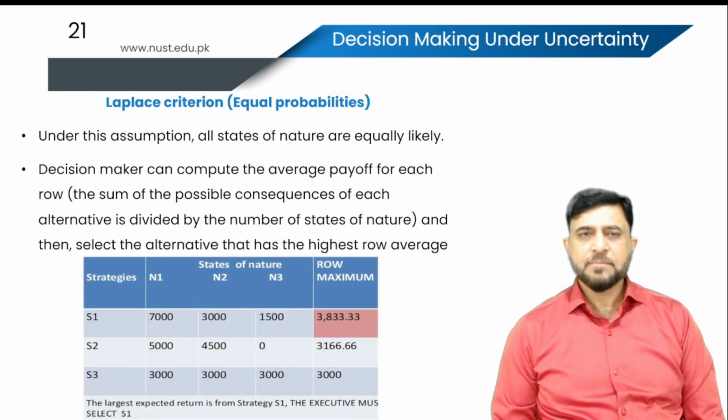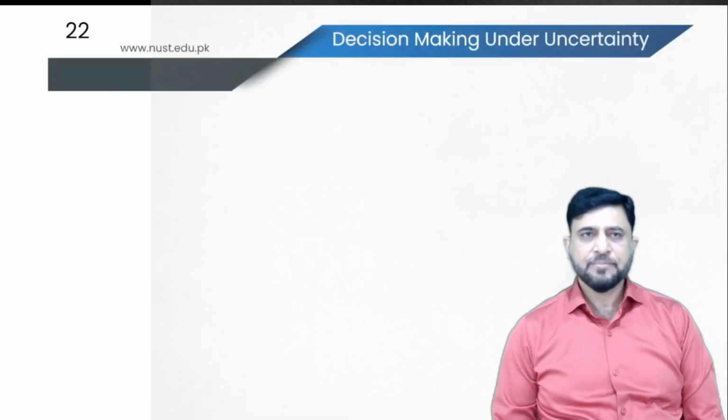You can take the same example. The average of strategy S1 is 3833.33. For strategy S2, 3166.66, and for strategy S3, 3000. And again, the largest expected return is from strategy S1, that is, the executive should choose strategy S1 with payoff 3833.33. So this is the Laplace criteria.